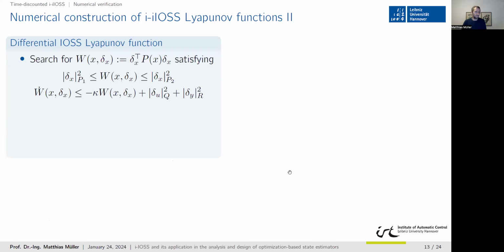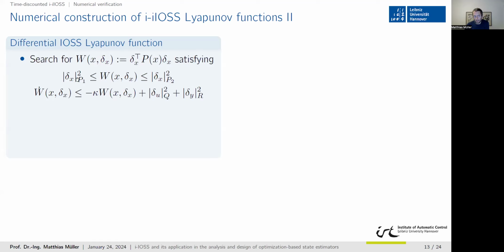In order to find a differentiable Lyapunov function in the case where we have exponential IOSS, we use this quadratic function. So it's quadratic in these path derivatives delta x. And this matrix P of x is allowed to depend on the state x.